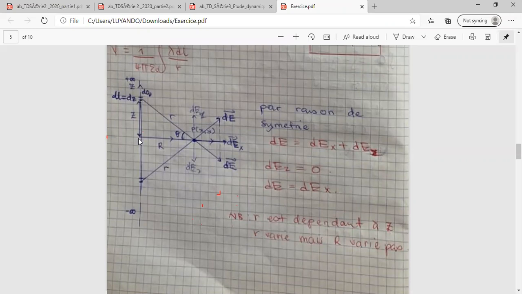But my grand R does not vary. The distance from the wire to the point charge is going to be the same, whether I change the distance from the segment to the point charge. If I choose a segment here, my petite R is going to be different, like this, but my grand R is going to be the same. The distance from the wire to the point charge is the same. This is what this NB is about.